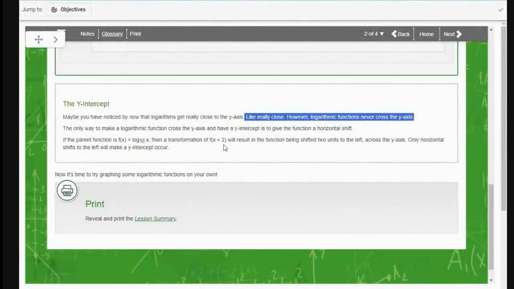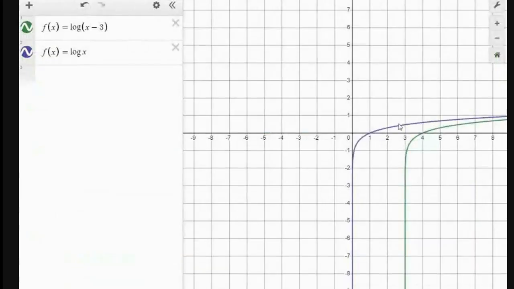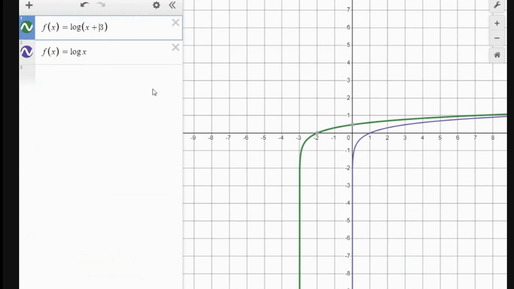But look here, the only way to make a logarithmic function cross the y-axis and have a y-intercept is to give the function a horizontal shift. We gave it a horizontal shift to the right by being minus 3. What if we made that a plus 3? Oh, now look, it has a y-intercept.